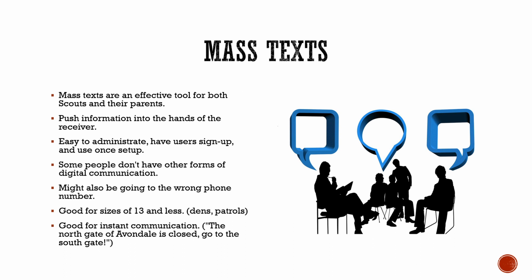We do have a GroupMe for the den, but one of the parents was not on it, and we found that when we were discussing activities that we were doing or requirements that the kids still had to do, they were missing out on those. So I found that just putting everybody's numbers into a group text and sending it, which amounted to maybe 8 people, was far more effective for us. It's good for instant communication. Again, go to, the north gate of Avondale is closed, go to the south gate.